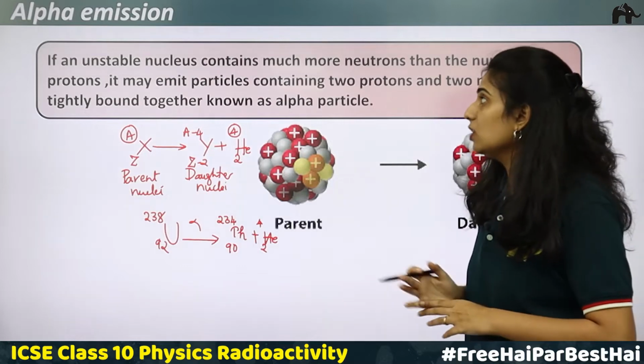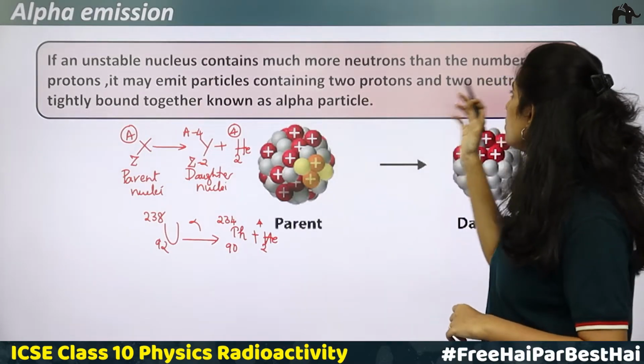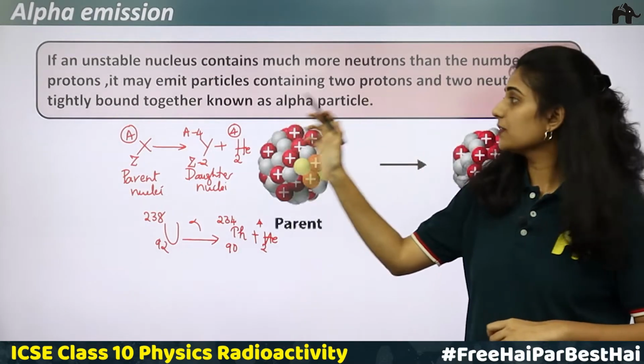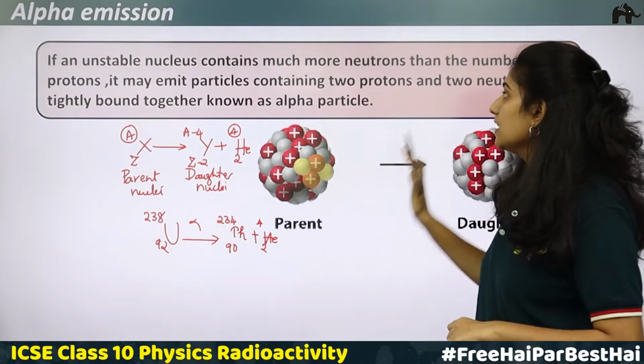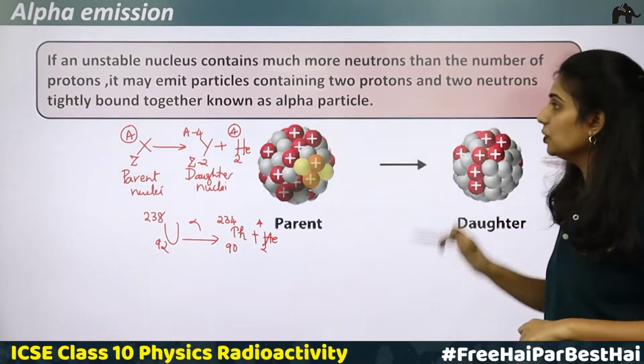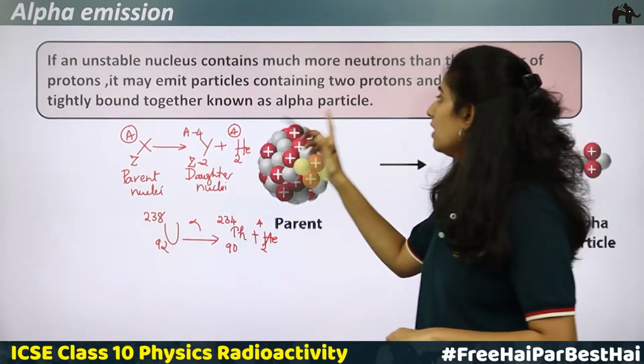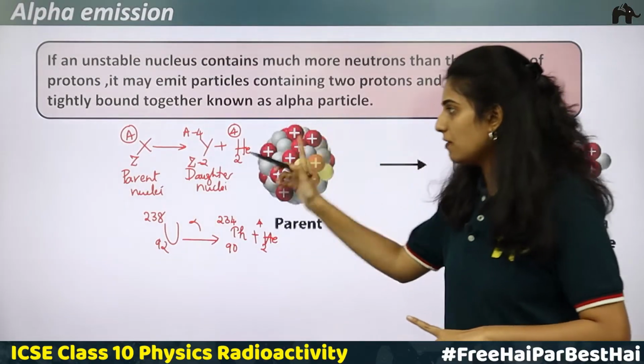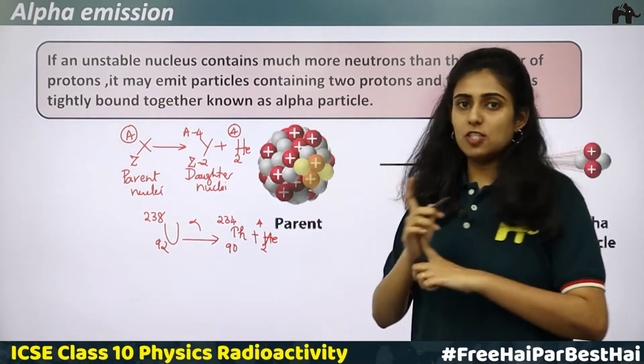If an unstable nucleus contains many more neutrons than protons, it may emit particles containing 2 protons and 2 neutrons tightly bound together, known as alpha particles. So remember one more thing here, for alpha emission to happen.